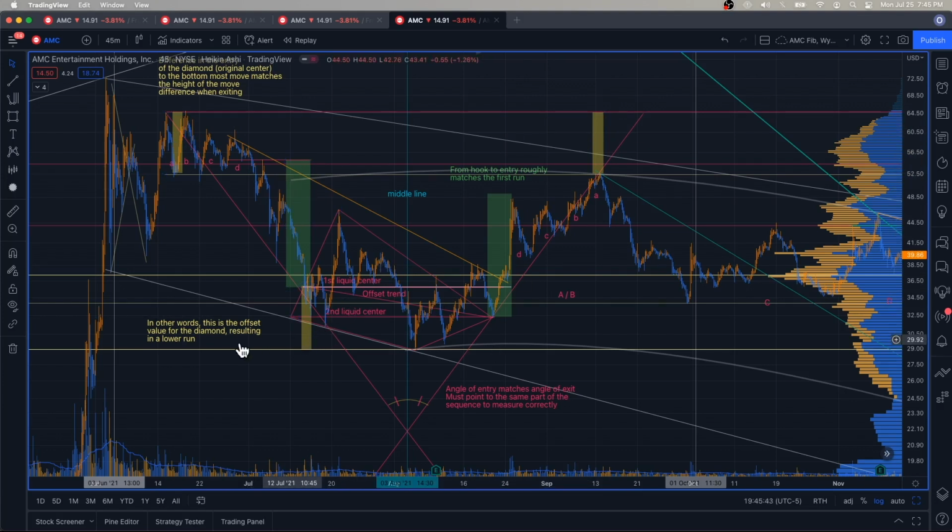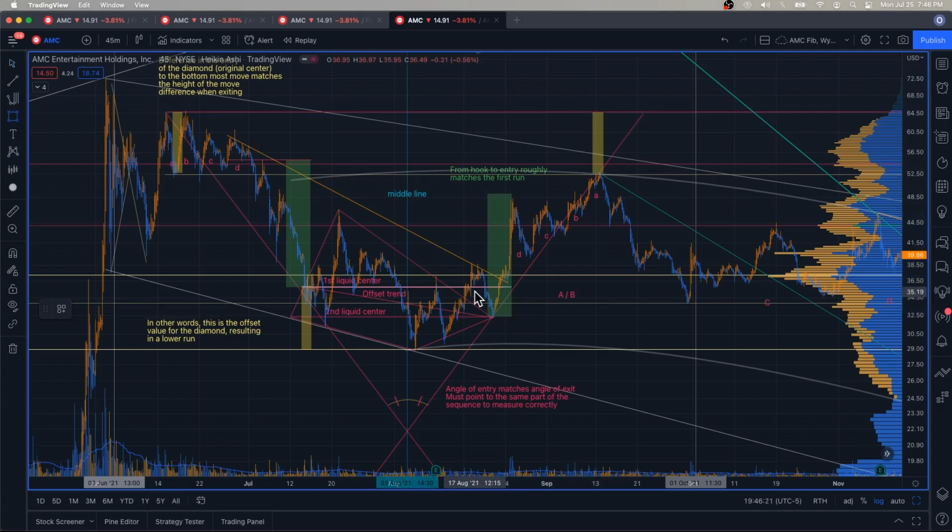In addition to that, if you notice here, the distance from the breakdown, right, where the hook occurs, all the way down to where that first liquid center is, ends up being almost identical to the first part of the run. So there's not only a symmetry in the break in and the break out motion, but then the offset value, the shifting down of this liquidity zone, the shifting down of the stock price, right, creates an offset in the ultimate price at the end of the stock.